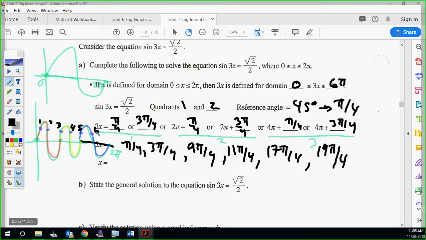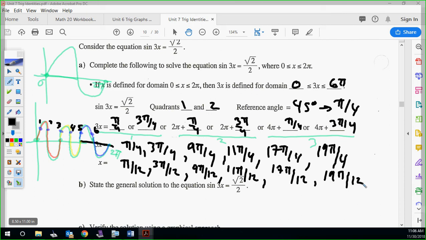Okay, so now what's this saying? So now if they're x's, if I want to solve, this is where it's going to make the connection. Now if I'm saying in terms of x, what would I do to solve for x for all these? Divide everything by 3. Pi over 12. 3 pi over 12, which is pi over 4. 9 pi over 12, which we can reduce. 11 pi over 12. You guys, this is going to make so much sense now. I'll show you. This is going to be great. Sorry, I'm optimistic.